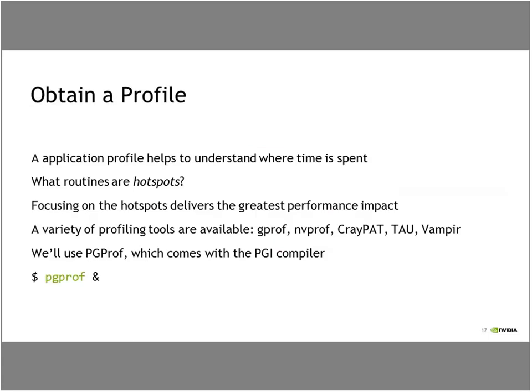So the first step we're going to look at here is obtaining an application profile. This really helps us to understand where the time is being spent. Now, if you've done any form of parallel programming before, you may have encountered something called Amdahl's law. Amdahl's law is basically a way of figuring out if I speed up a certain percentage of my code by parallelizing it, what is the maximum performance benefit that I can gain from that?